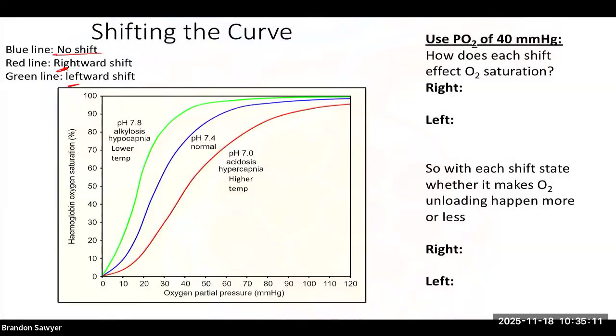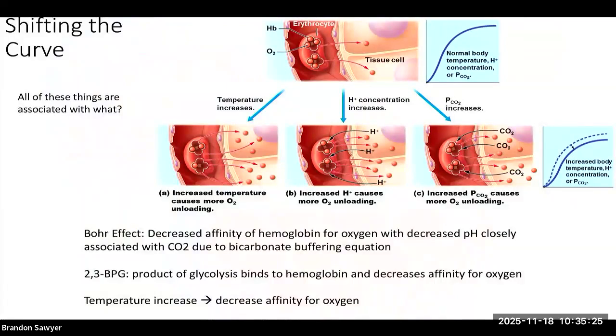Okay. One of those things is pH. Another one of those things is CO2 levels. Another one of those things is temperature. And then the other one is, I think I have it on this one. Yeah, right here, this 2,3 BPG. You guys probably talked about that one in biochemistry.